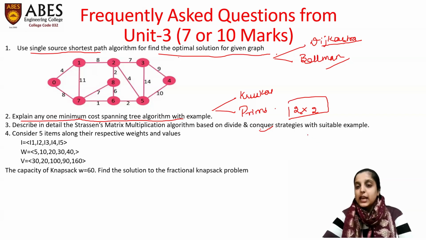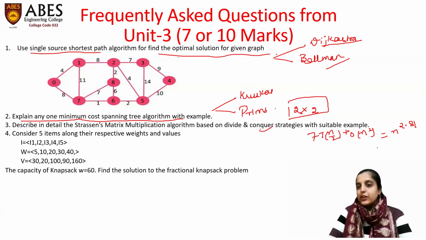After that, just take help of T(n) = 7T(n/2) + O(n^2). This is the recursive equation of Strassen's matrix multiplication, and the overall time complexity is n raised to the power 2.81. So just handle every question technically. Don't write too much theory. Just write examples, complexity, algorithms. There you'll get good marks.